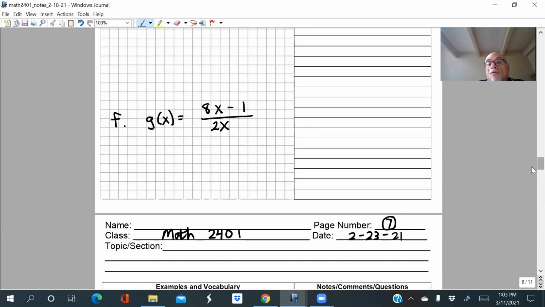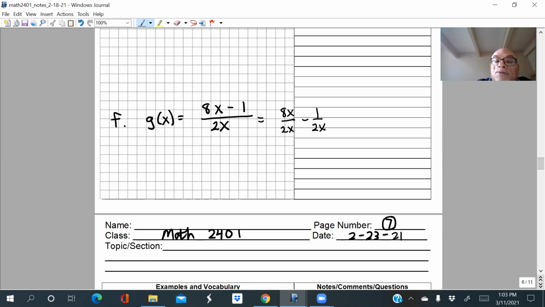Let's look at one more here. Any suggestions on this one of what we can do? See, again, this x is a problem here. It's in the denominator. Let me show you what I would suggest. Break this up into 2 fractions. So you have 8x minus 1 over 2x. Break that up into 2 separate fractions with a denominator of 2x.